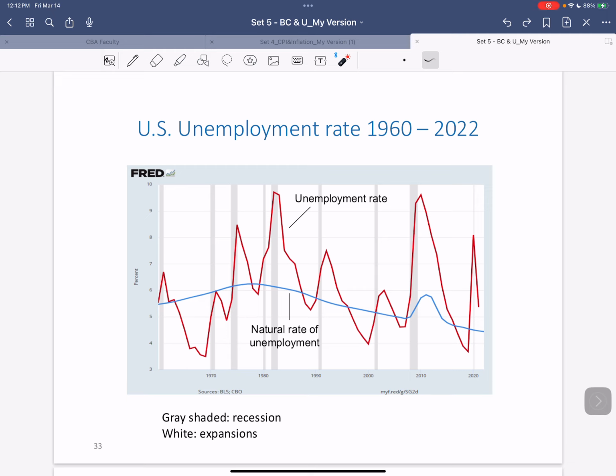The natural rate of unemployment represents the long-term rate of unemployment when the economy is in equilibrium, including structural and frictional unemployment, but not cyclical. When the actual unemployment rate falls below the natural rate, this suggests that the economy is operating above its sustainable capacity, often leading to inflationary pressures.